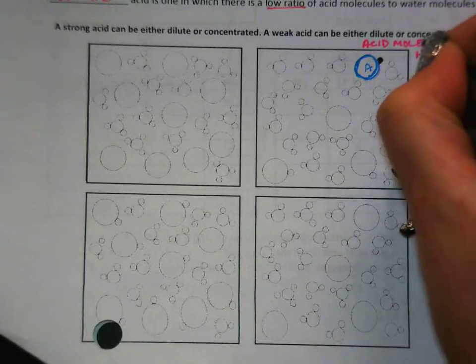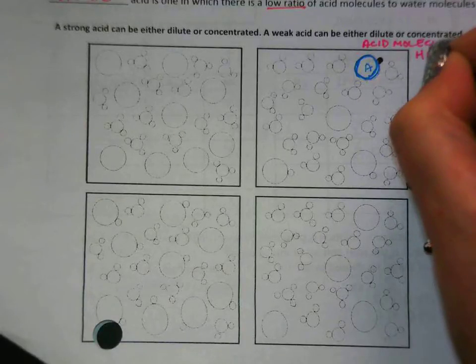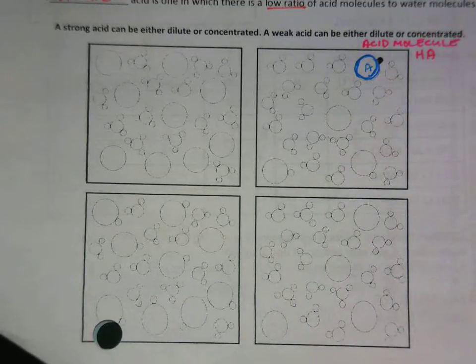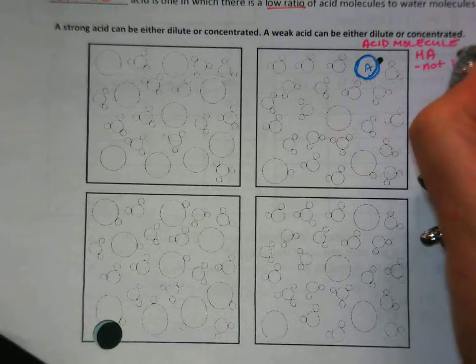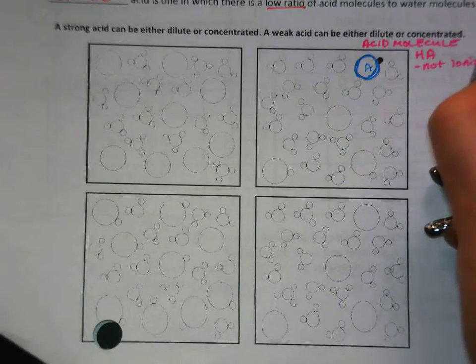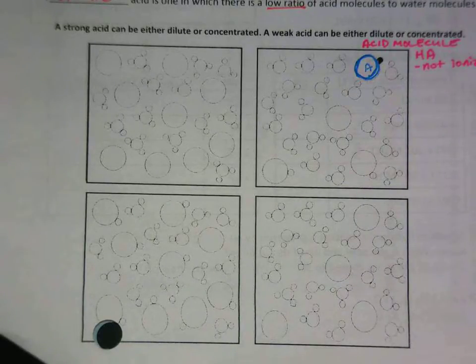It's got a hydrogen, that black dot, attached to some anion, A negative. Okay? Not dissociated. Not ionized. The two are still remaining in contact.